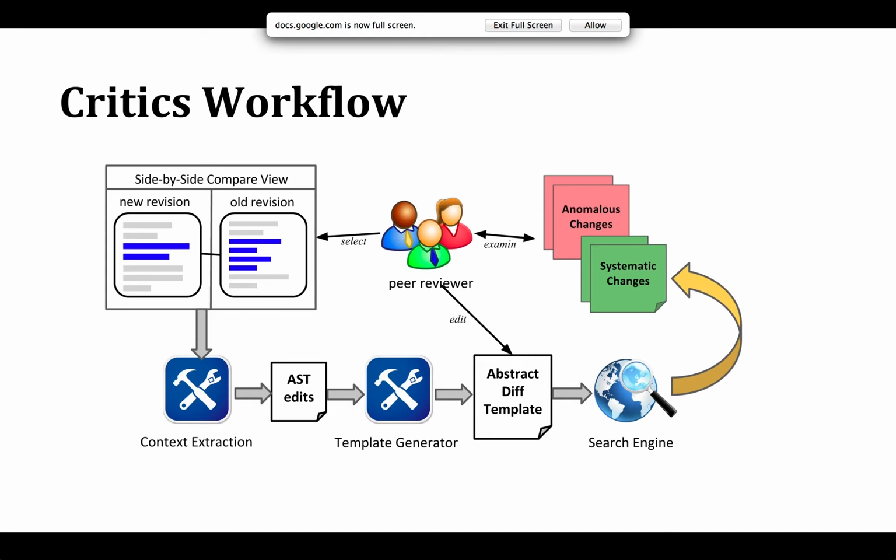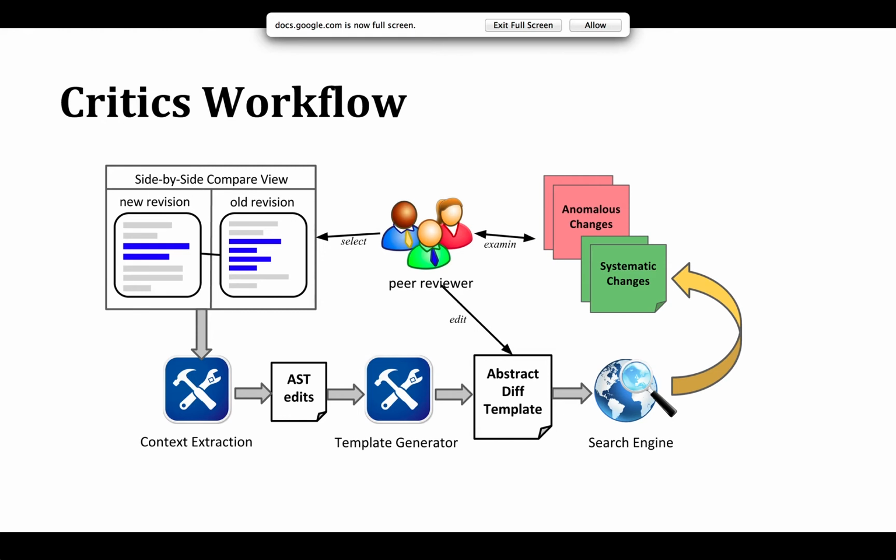Critics will extract the context and create an abstract diff template based on the selected change. When a user selects a subregion of a diff patch, Critics allows her to interactively generalize the content of the diff template. A user may generalize type, variable, and method names and exclude certain statements in the template.